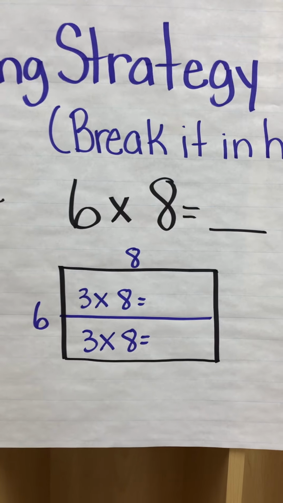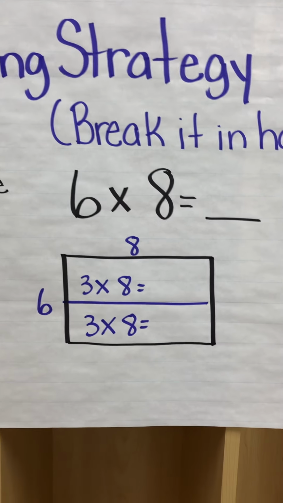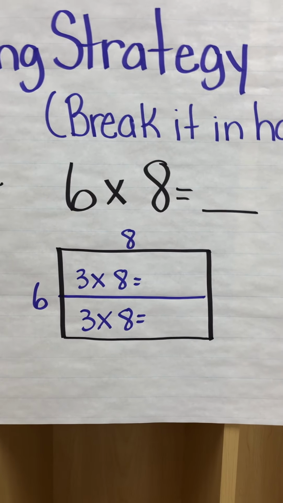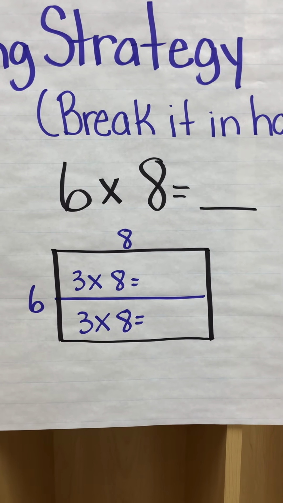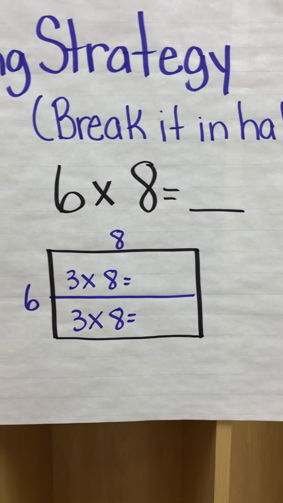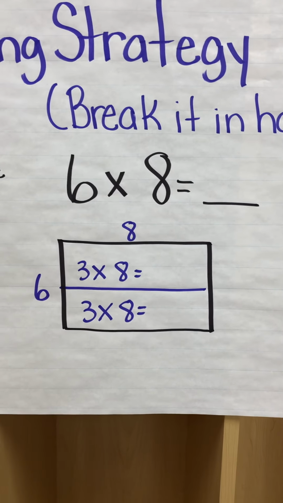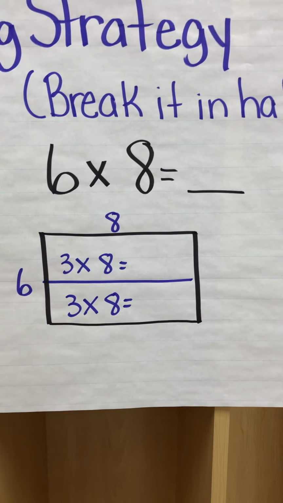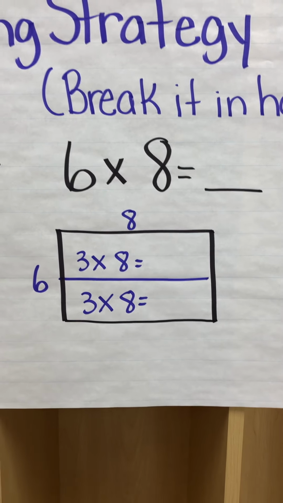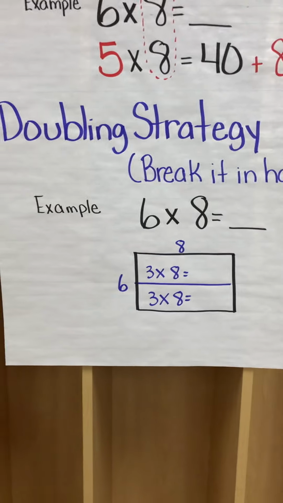I could also break this the other way, and I didn't draw it out on this poster, but I could draw my 6 by 8 room and split the 8 into 4 and 4. So on one side of the room, I would do 6 times 4, and on the other side, 6 times 4, and then again, I would put the two pieces of the room back together. So this is called the doubling strategy.